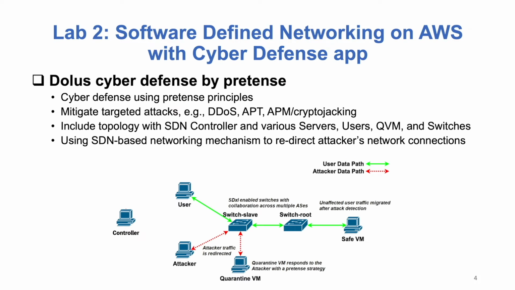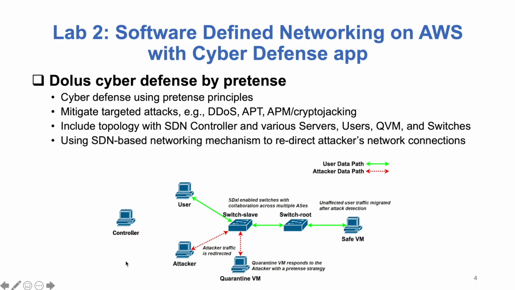In this lab, we use a use case application called Doulos. Doulos is a cyber defense by pretense application that is used to detect and mitigate targeted cyber attacks, including DDoS attacks, advanced persistent threats, and advanced persistent mining, also known as cryptojacking attacks in the network. Doulos includes a topology with several nodes, including an SDN controller and various servers, users, a quarantine machine, and network switches.